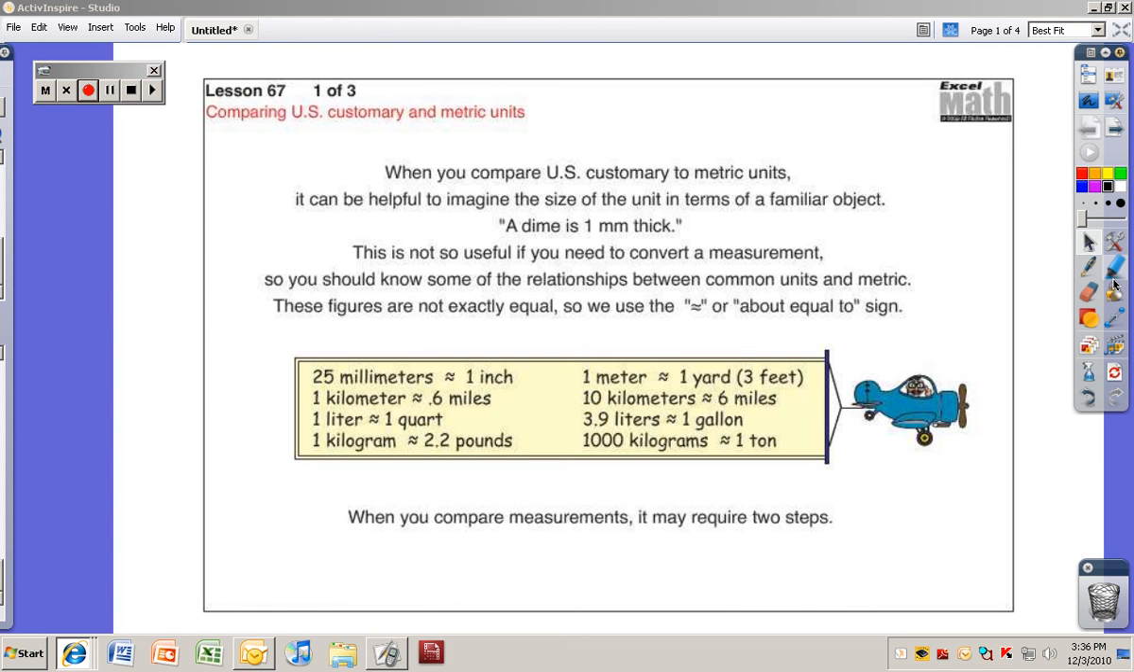customary and metric units. When you compare U.S. customary to metric units, it can be helpful to imagine the size of the unit in terms of a familiar object. A dime is 1 millimeter thick. And of course, if you know the measurement song by Rockin' the Standards, for every single measurement you are given something to compare it to so that you have an idea of how big the measurement is that's being used.